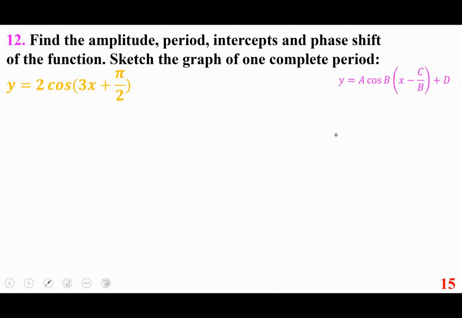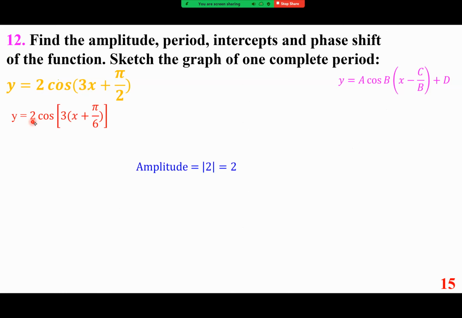All right, we want to do the same thing for this function. And what we are going to do first and foremost is take the 3 out. This is y equals 2 cosine of 3x plus pi over 2. So we're going to take the 3 out. The amplitude is the absolute value of 2. The period is 2 pi divided by 3.